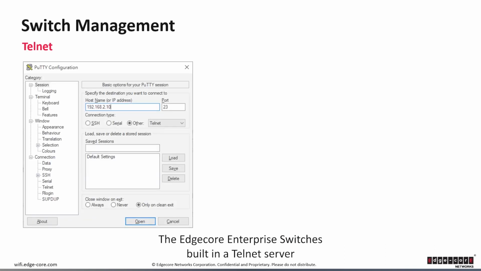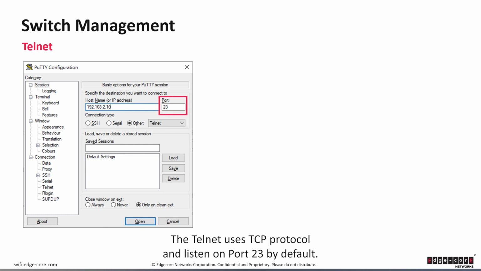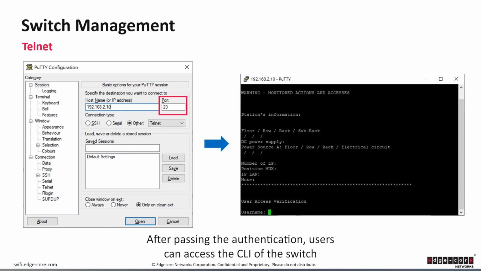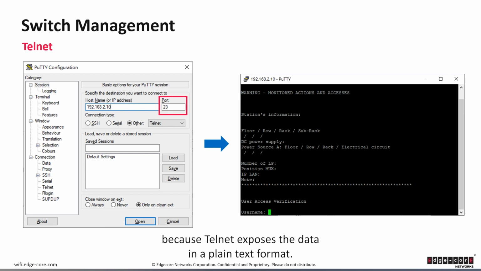The Edgecore Enterprise switches have a built-in Telnet server that allows users to access the CLI from a remote host. Telnet uses the TCP protocol and listens on port 23 by default. After passing the authentication, users can access the CLI of the switch by using Telnet client software, such as PuTTY or TeraTerm. Telnet is an outdated protocol that is seldom used nowadays because of its security risks. We recommend that you only use Telnet locally because Telnet exposes the data in plaintext format.